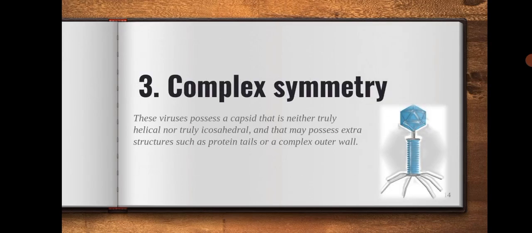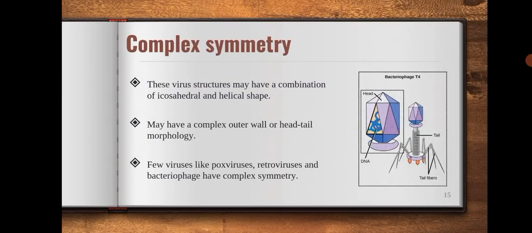Next is complex symmetry. These viruses possess a capsid that is neither truly helical nor truly icosahedral, and that may possess extra structures such as protein tails or a complex outer wall. These virus structures may have a combination of icosahedral and helical shape, may have a complex outer wall or head-tail morphology. Few viruses like poxvirus, retroviruses, and bacteriophage have complex symmetry.